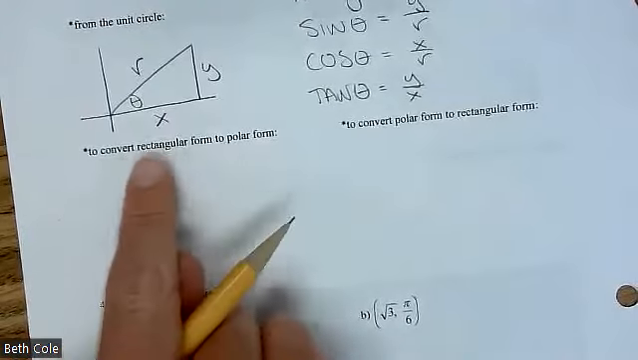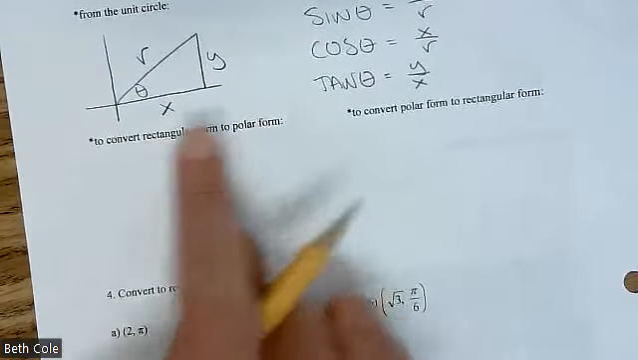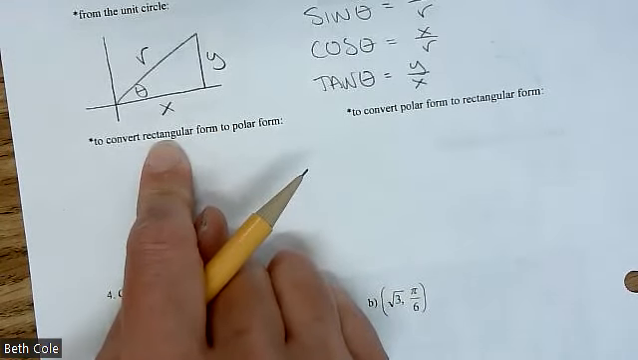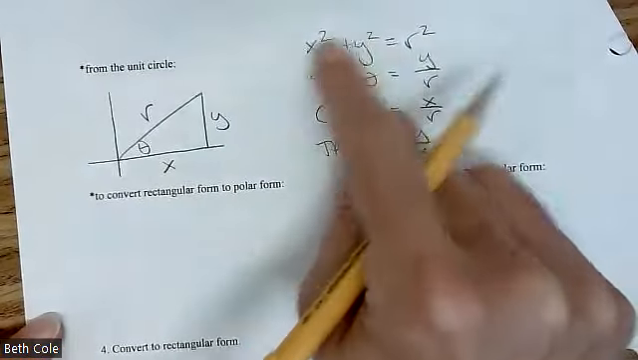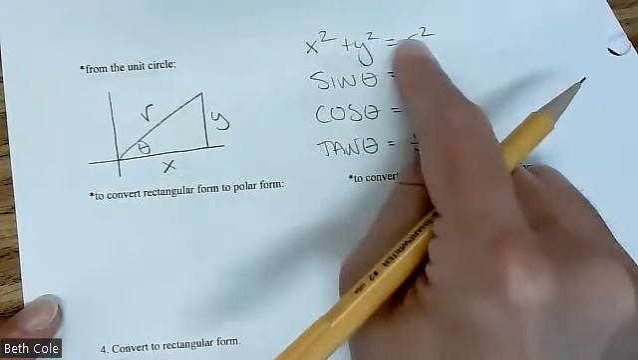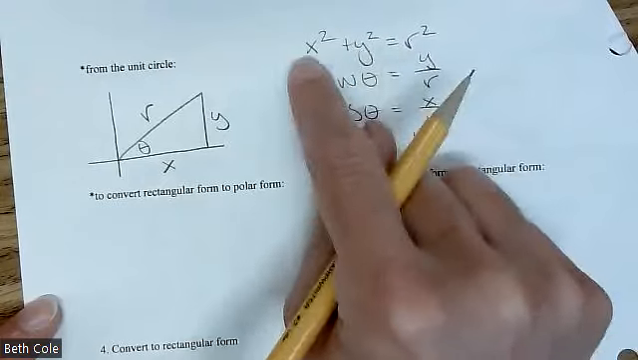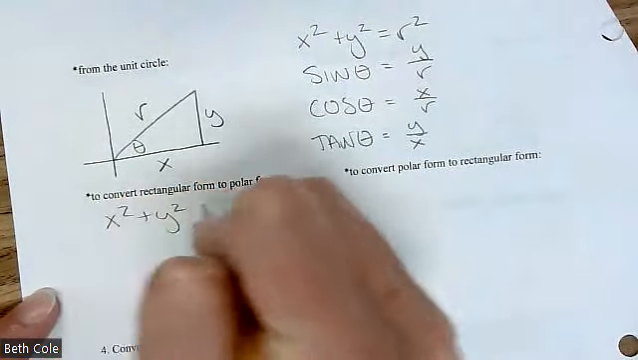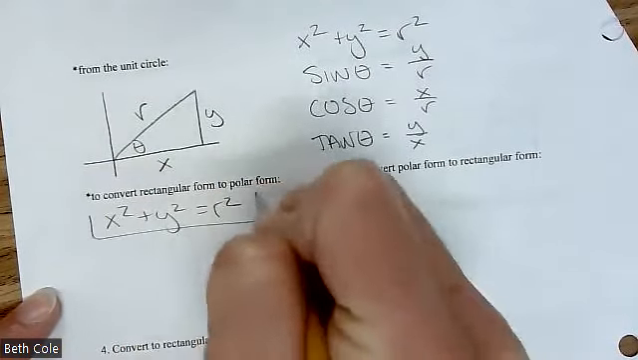Okay, so to convert rectangular form to polar form, that means you have x and y, you need r and theta. So if you have x and y, you would use the Pythagorean theorem to get r. Like you would plug in your x and your y and you would get r. Following me there? Okay, so you're going to use your Pythagorean theorem to get r.